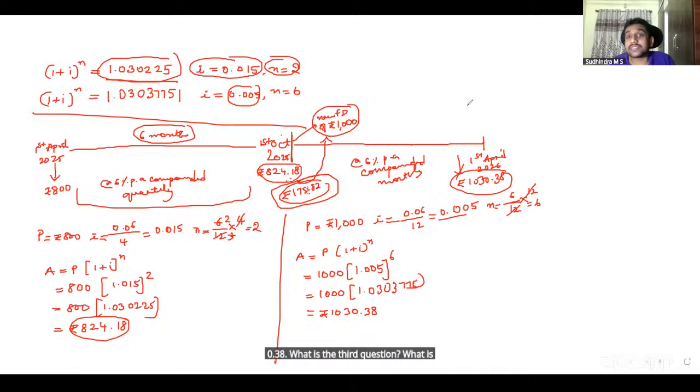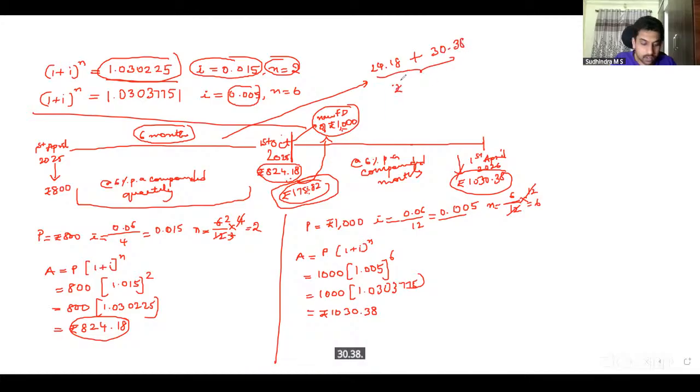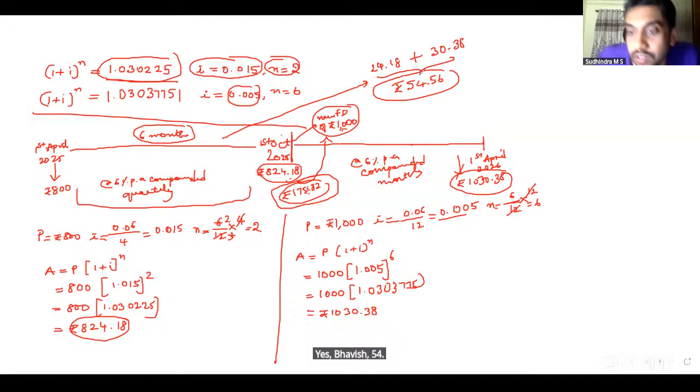What is the third question? What is the total interest that he earned? So first investment, what is the interest that he earned? 24.18. Second investment, what is the interest that he earned? 30.38. Very good. He invested 1000, he got 1030.38, so 30.38. If we add both, what is the total interest? 54.56. Did we understand this?